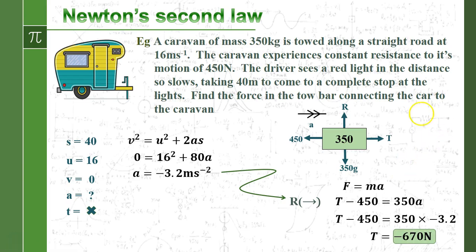And what that's telling me is that T, instead of pulling it forwards, is actually another force that's resisting the motion, slowing it down, so it's actually going in this direction. It's going in the opposite direction, which is why it's negative.